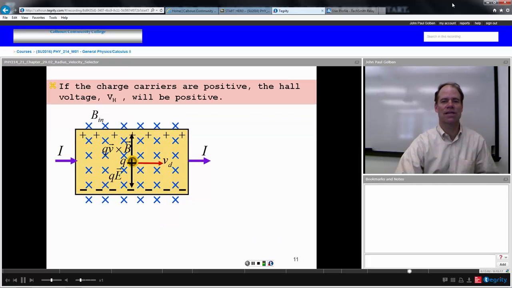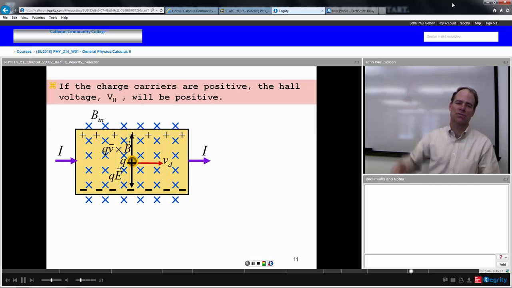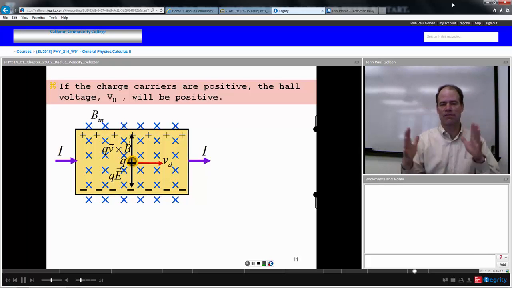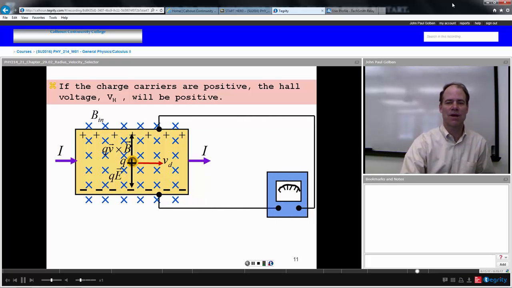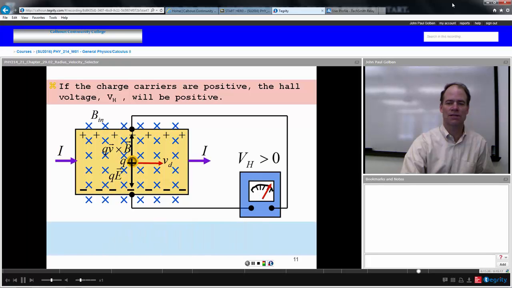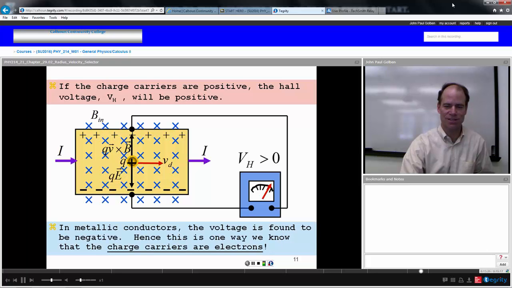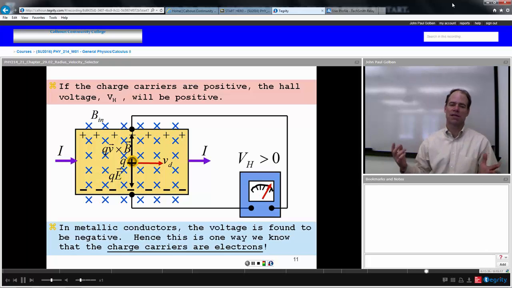Likewise, if you did the same thing and positive charge were to develop on top and negative charge on the bottom due to magnetic deflection and then electric field and finally the forces canceling, if you measured that voltage and it came out positive, you would determine that the true carriers in that material were actually positive charge carriers. So the Hall effect is one way to definitely determine what the charge carriers actually are. In metals, it is determined that the charge carriers are indeed electrons.